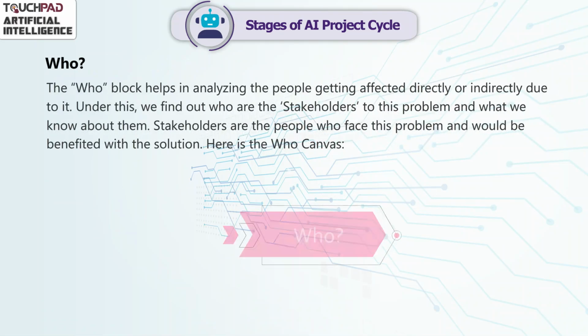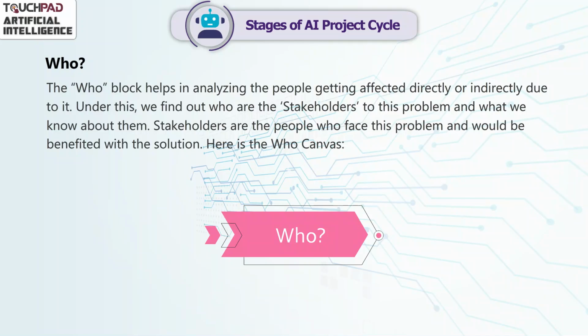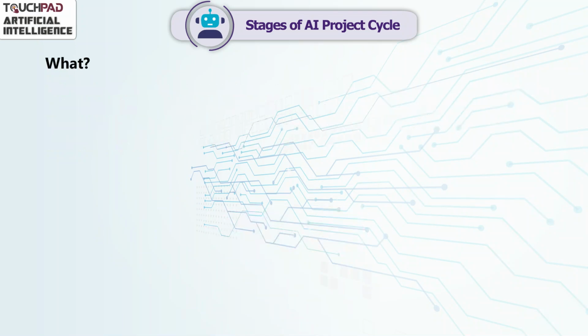Who. The who block helps in analyzing the people getting affected directly or indirectly due to it. Under this, we find out who are the stakeholders to this problem and what we know about them. Stakeholders are the people who face this problem and would be benefited with the solution. Here is the who canvas.